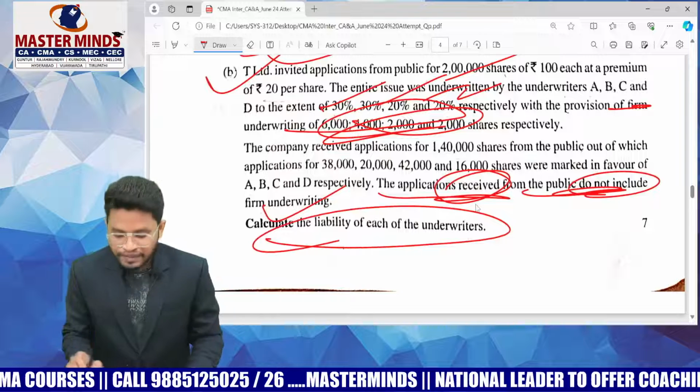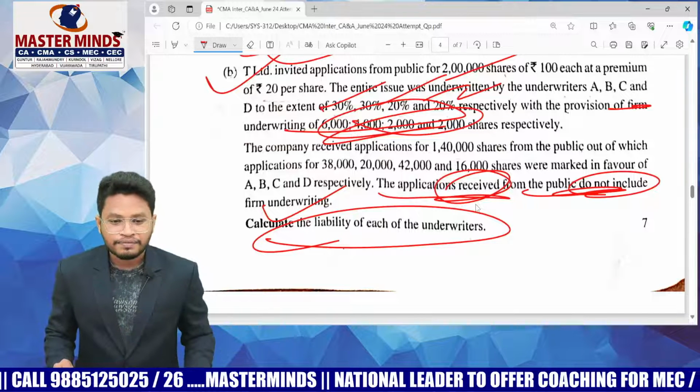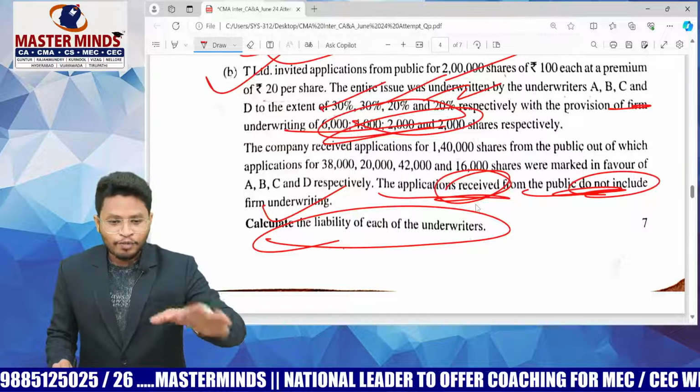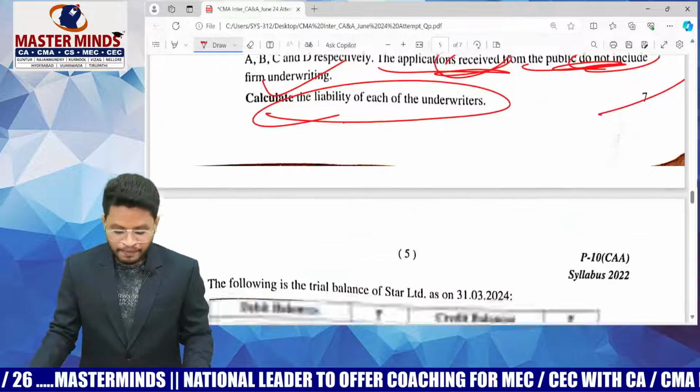And calculate the liability. We have to calculate the liability of the underwriter. If you are thorough with that, no complications at all, directly we can answer that. It's easy, 7 marks.